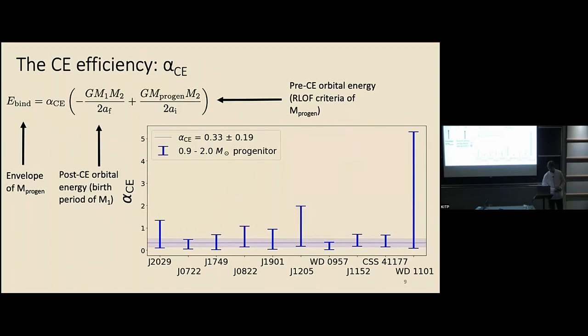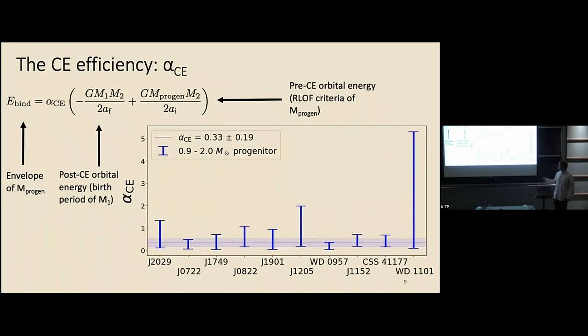We can now put these ingredients together to estimate alpha CE for all systems. This is the same equation I wrote earlier, but now with terms subbed in for the orbital energies. Note the specific term I'm assuming for the initial orbital energy, which is a little in contrast with the previous talk. But essentially, we have the binding energy of the progenitor, we have the initial orbital energy from the Roche lobe overflow criteria of the progenitor, and we have the final orbital energy from the birth period of M1, the modeling I talked about at the start of this talk.